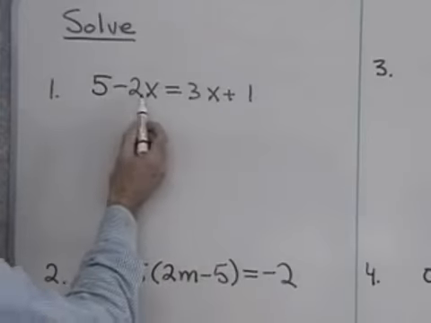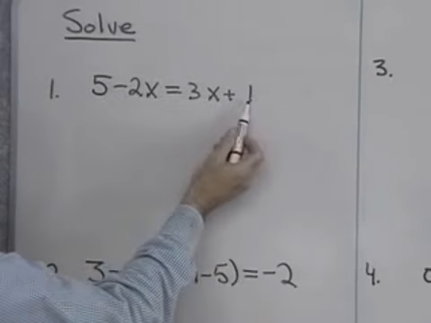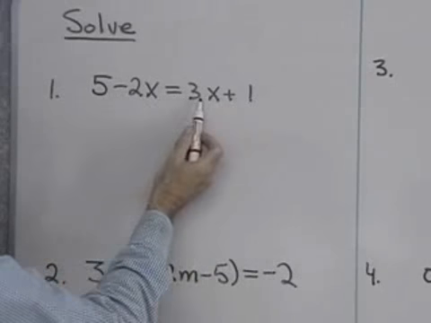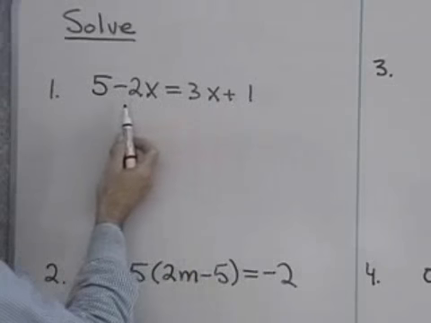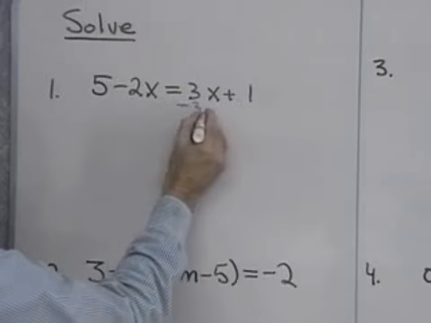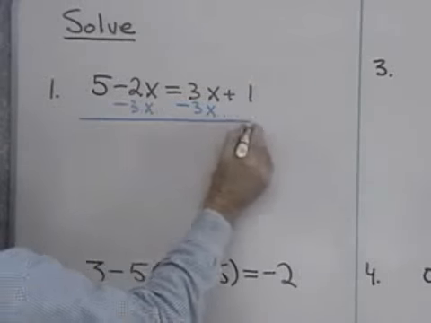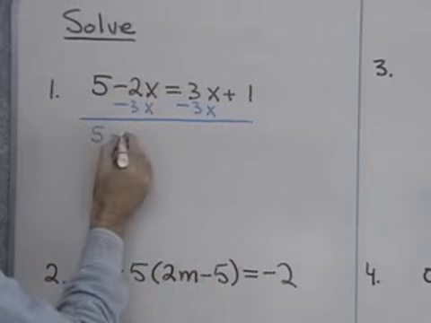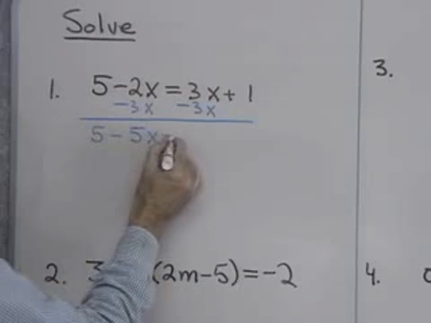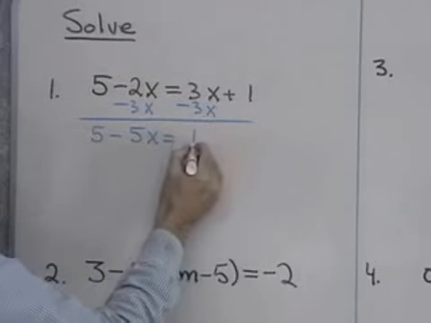I want to solve 5 minus 2x equals 3x plus 1. 5 and 1 are constant terms because they don't contain the variable. 2x and 3x are variable terms. I want all the variable terms on one side, constant terms on the other side. I'll begin by adding negative 3x to both sides of the equation. When I do so, I end up with 5 minus 2x plus negative 3x, which is negative 5x, equal to 0. That's 3x plus negative 3x plus 1, which is 1.